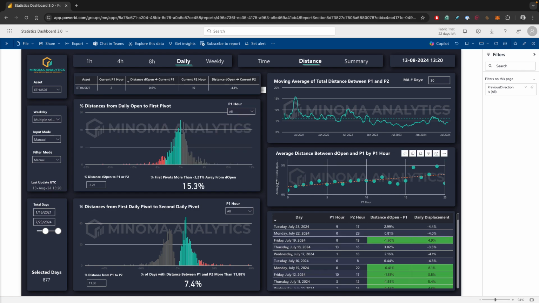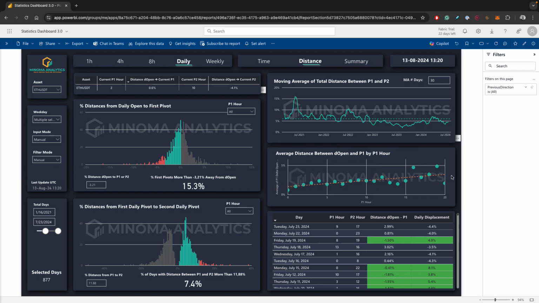So this graph is important. We're going to take this graph with us. With this graph, you see the average distance between daily open and P1 by P1 hours. So that means which hour of the day puts in a P1. We can see here, for example, that the average distance of the daily open to P1 when P1 is put in during hour 0 is 0.7%. We can see that at hour 1, this is already 1.4%. And then you go on and you see, for example, here at hour 12, it's already 3%.